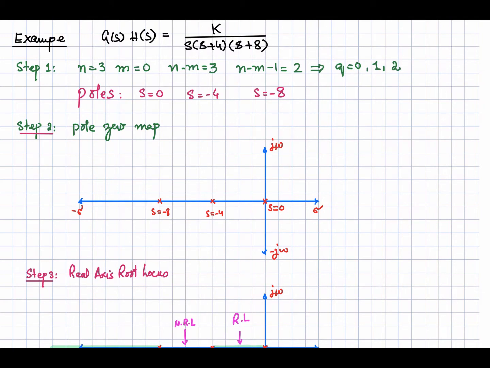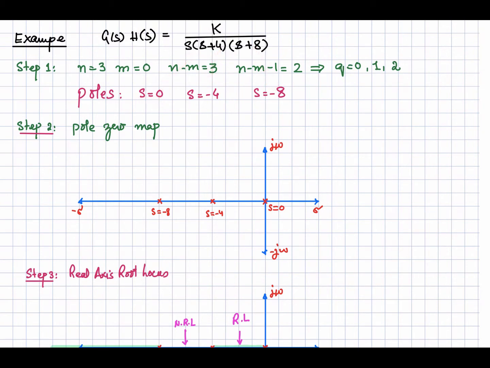In order to calculate the asymptotic angles, we use this expression, that is n minus m minus 1, where n is the number of poles and m is the number of zeros. So that is equal to 2. It means q will be equal to 0, 1 and 2. And our pole positions are like this. One pole is at the origin, this pole is at minus 4 and this pole is at minus 8.